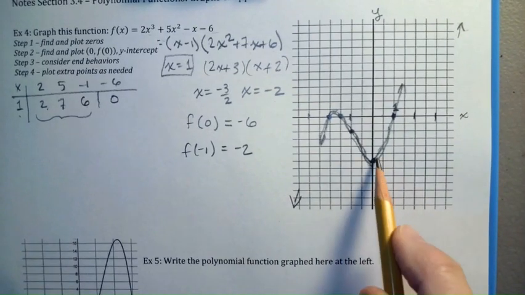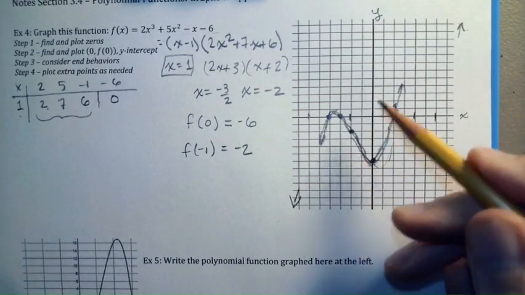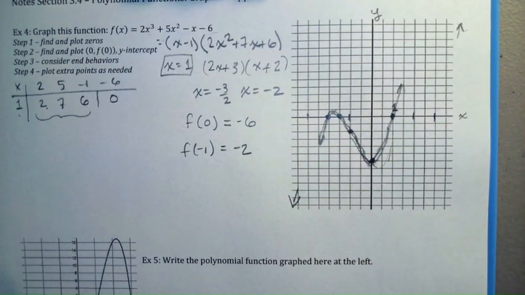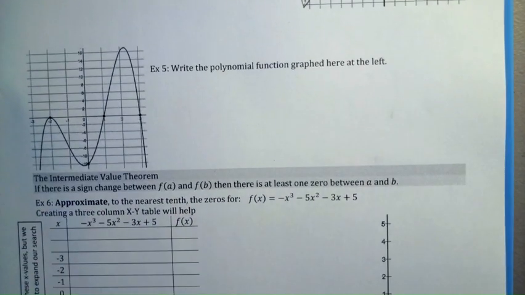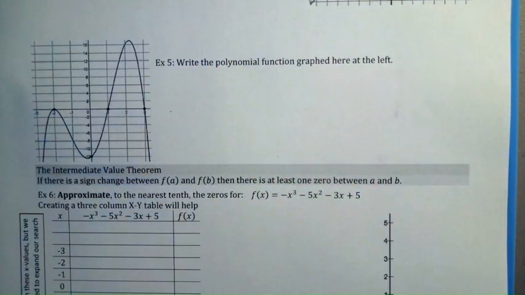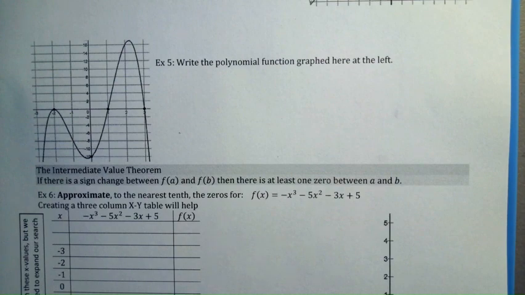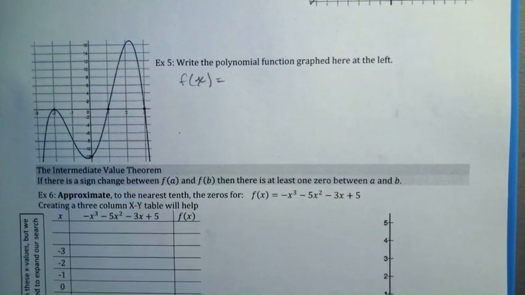Now, we don't know if this is the minimum value. It might cross over here and go down further without putting in more decimal values. But again, this is as good as we're going to expect you to do. All right, now we're going to work backwards. We have the graph of the function. I want you to write the polynomial function. So f of x equals, and then let's maybe expand it out too, maybe.